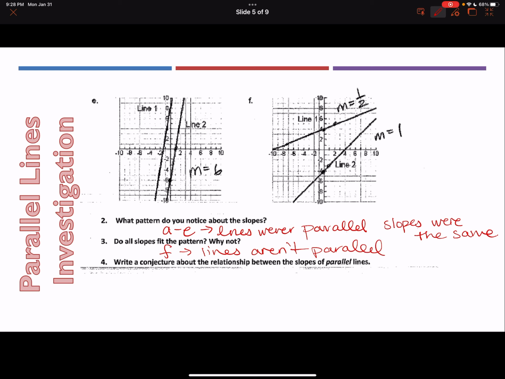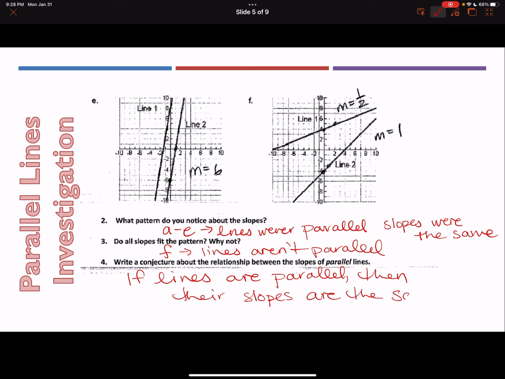So for question 4, write a conjecture about the relationship. You want to say something like, if lines are parallel, then their slopes are the same. All right, so that's your parallel lines investigation.